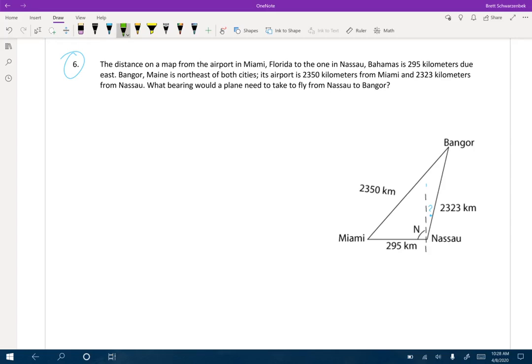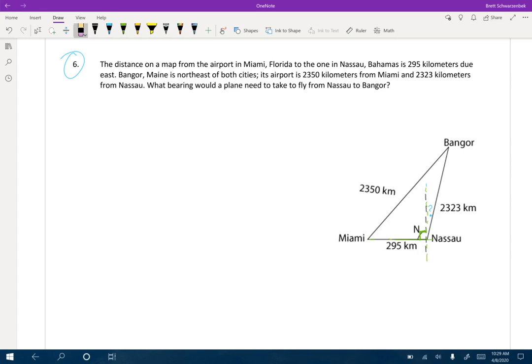Why? If you look at this north-south line right here that we have, and you look at the fact that this is due east, that makes this angle a right angle, which means if I can find this entire angle right here, I should be able to subtract 90 to get my missing bearing angle over on the right. That is the strategy of this problem. It's understanding that if I can find the big angle in the oblique triangle that was provided, then I can subtract 90 to get that question mark.